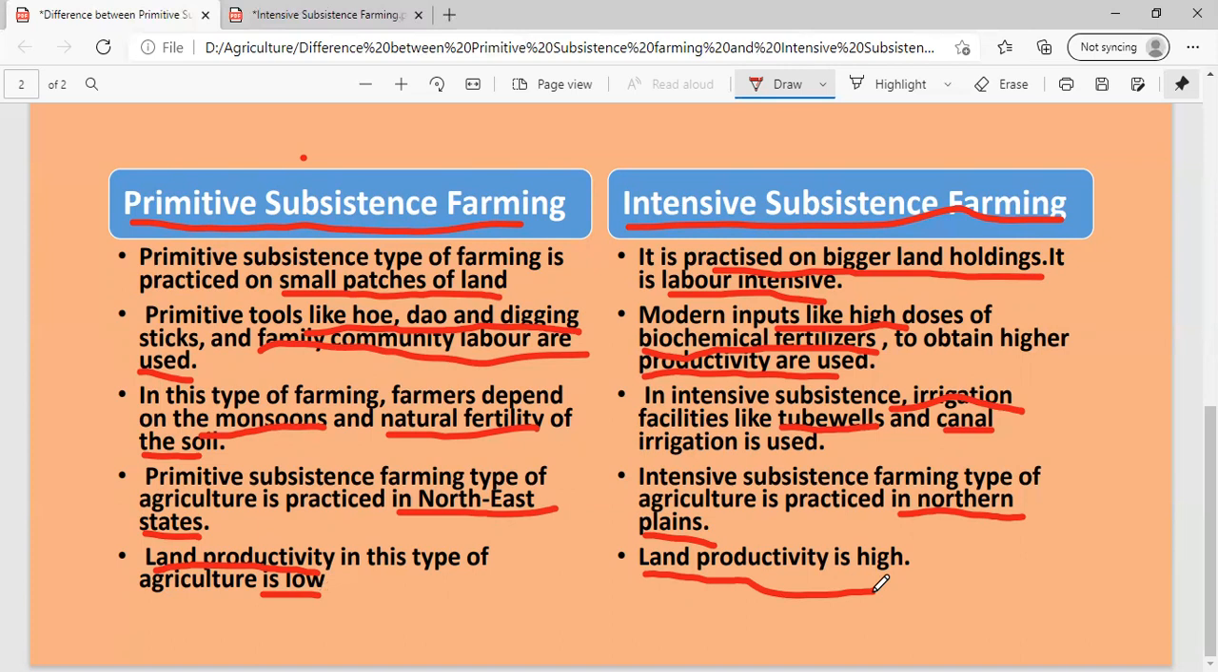Hopefully, you understood the topic. The question can be asked for 3 marks and 5 marks.